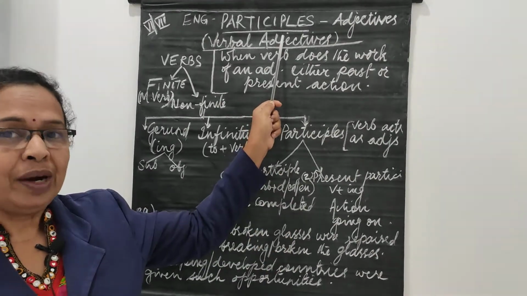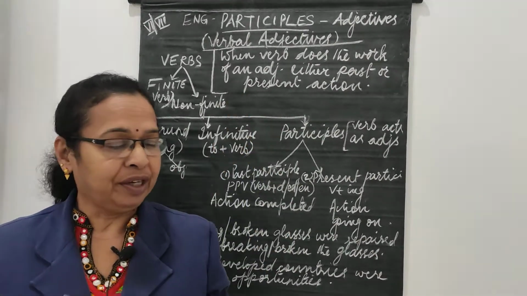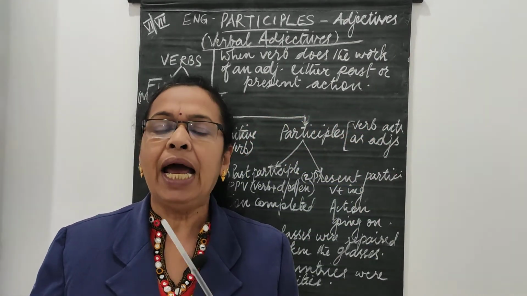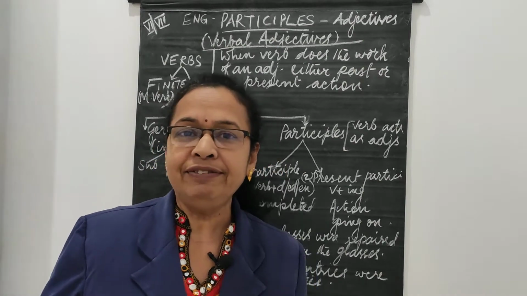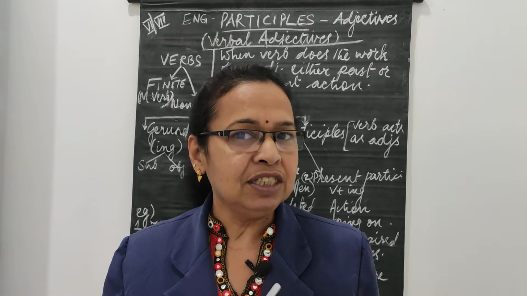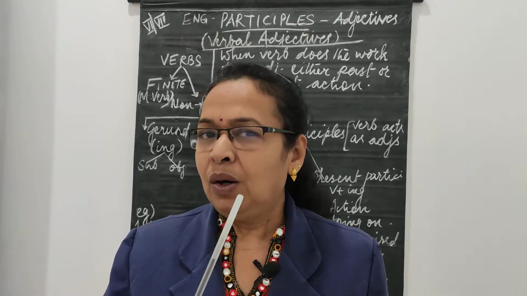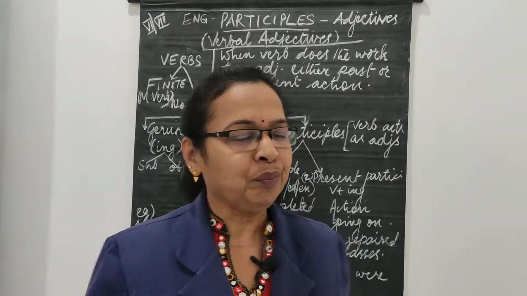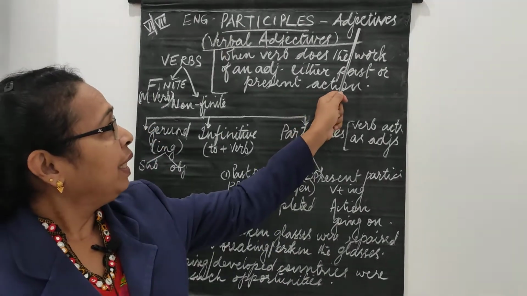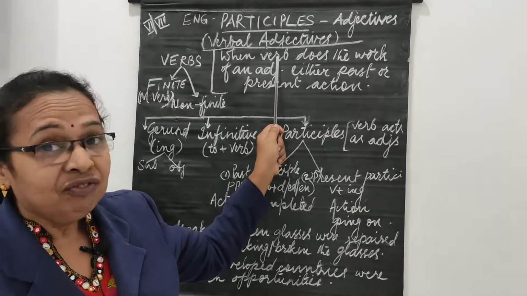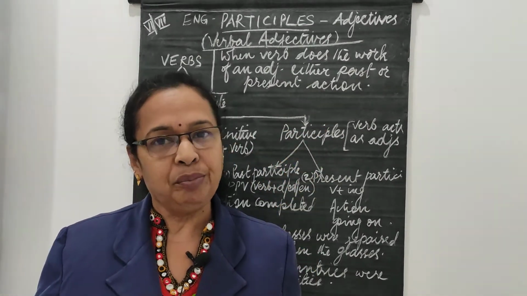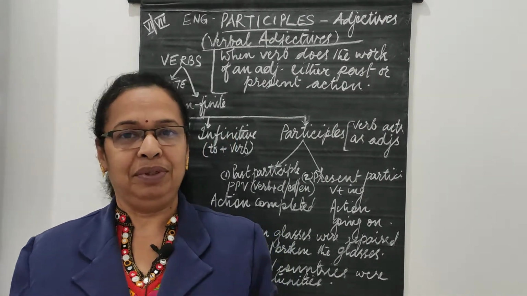Now we are coming to participles. That is our topic. What are participles? Participles are commonly called adjectives. What is an adjective? I'm sure you know. An adjective is a word that describes a noun. But when a verb does the work of an adjective, either in the past or in the present, it is called a participle.